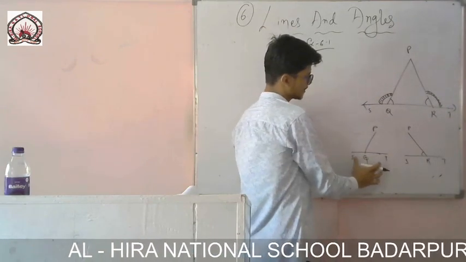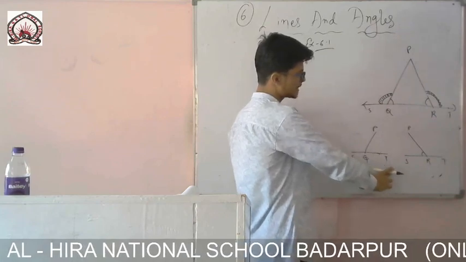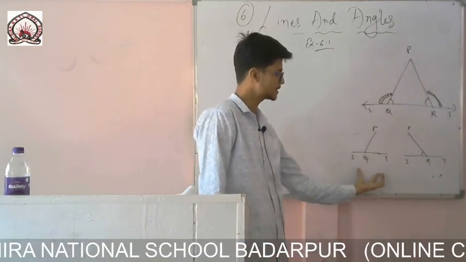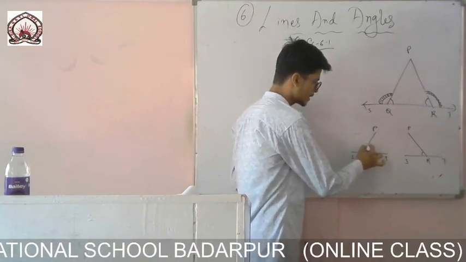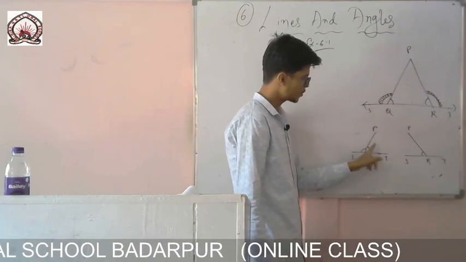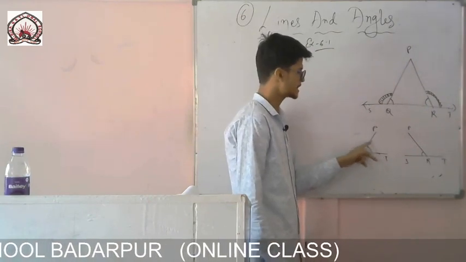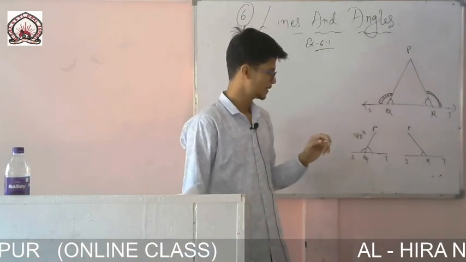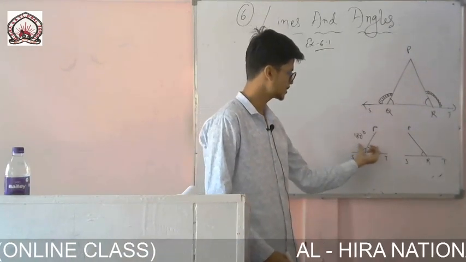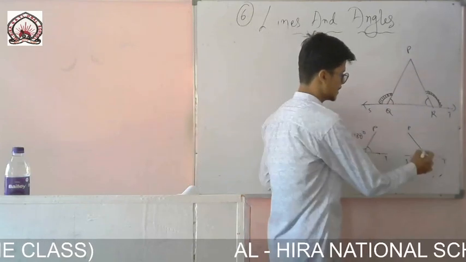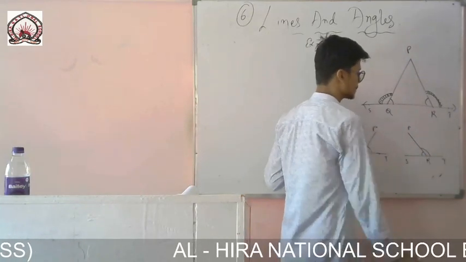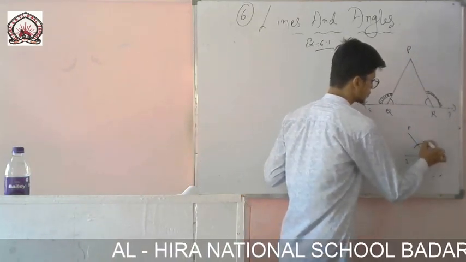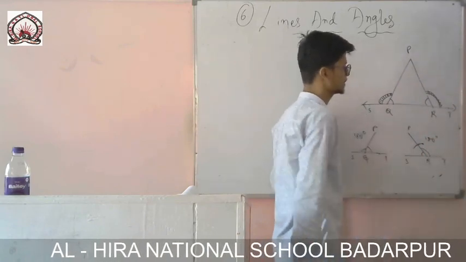So what do you see in this figure? That these two are linear pairs, and we know that the sum of these two linear pair is equals to 180. The sum of this linear pair will be equals to 180 degree. Here also, this angle and that angle are linear pair. So that means if I add these two, I can write 180 degree.